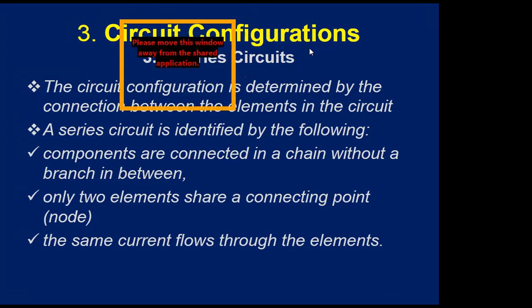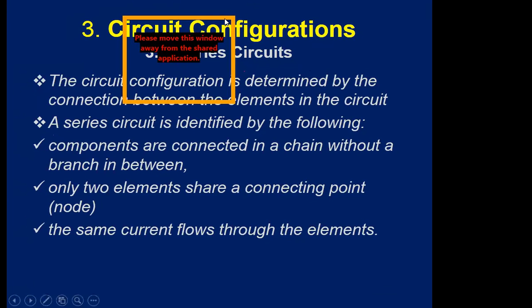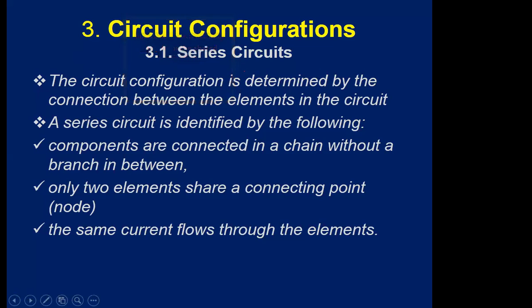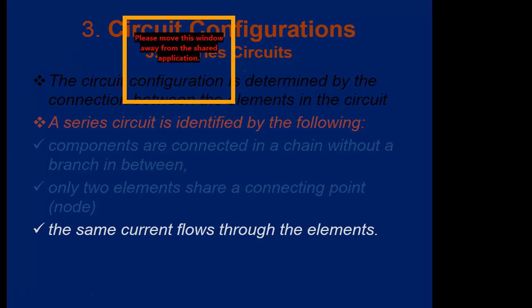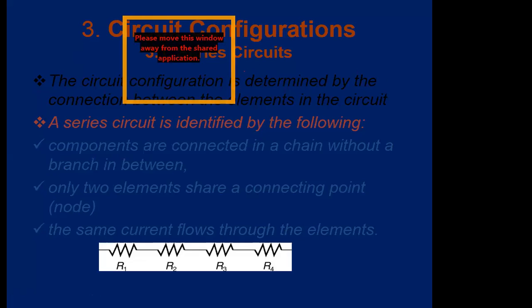Right. So, circuit configurations. The first configuration is a series circuit. A series circuit is a circuit in which the components are connected in a chain without a branch in between, and they share only one connecting point, or a node. And for a series circuit, the same current flows through all the elements that are in series. So that is an example of a series circuit.